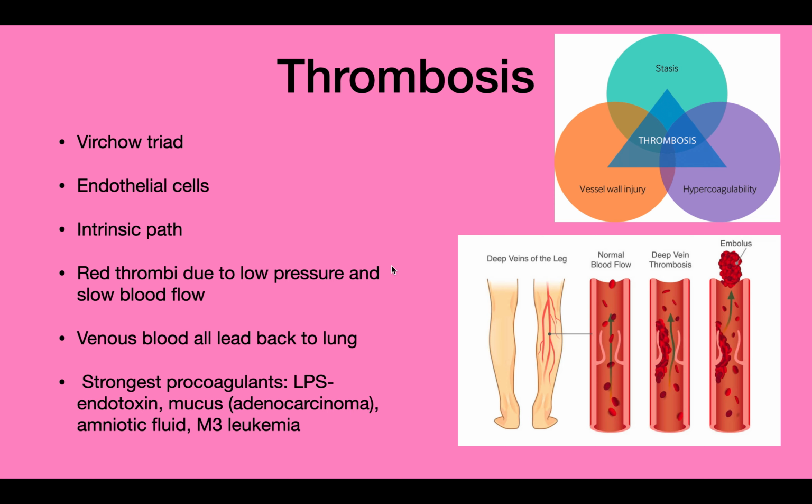So the red thrombi is going to be due to the low pressure and the slow blood flow, thanks to the stasis. And all the venous blood is going to lead into the lung. So this person is also going to present with dyspnea. These are the strongest procoagulants, got to be aware of. So LPS, endotoxin, mucus, that would be thanks to the adenocarcinoma, amniotic fluid, and M3 leukemia.